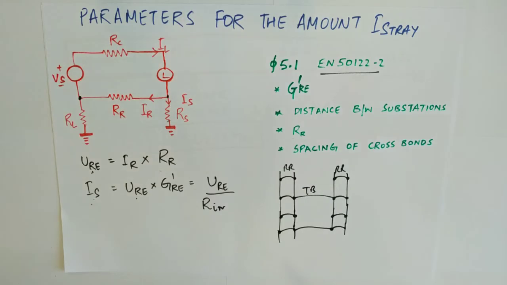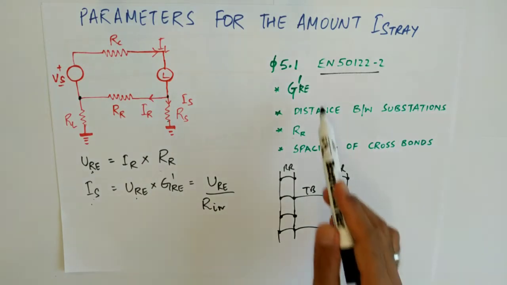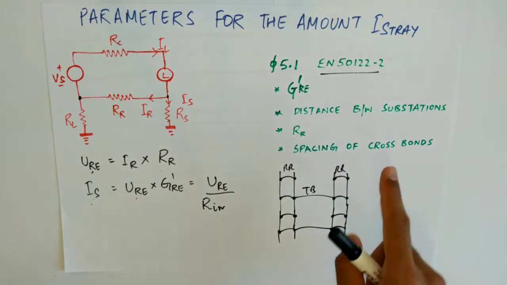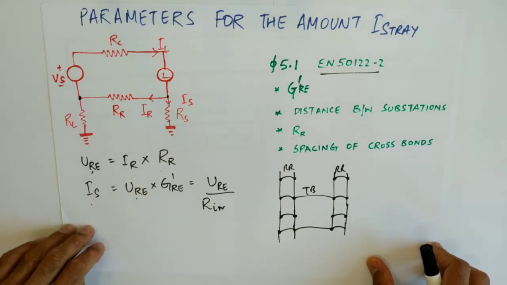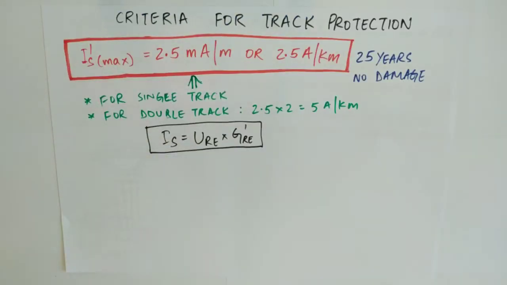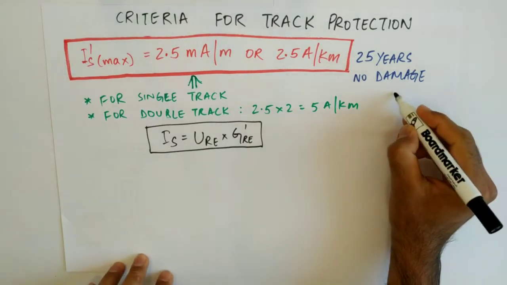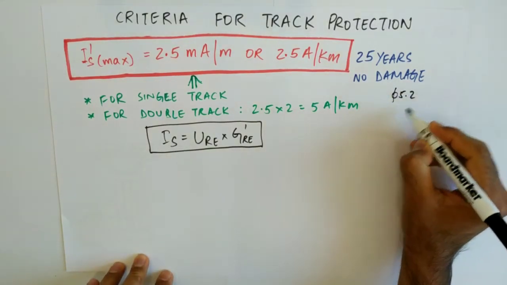So these are the most important parameters. There are other parameters, but these are the most important given by the standard. Now going back to the criteria for the design of stray current collection system and for the track protection, as per EN 50122-2, this is given in clause 5.2.